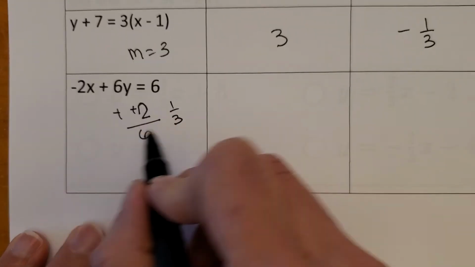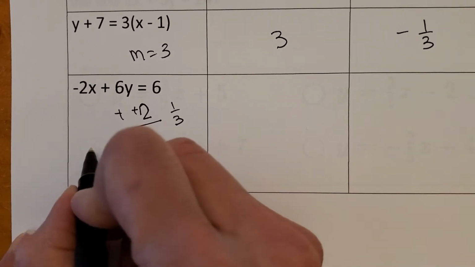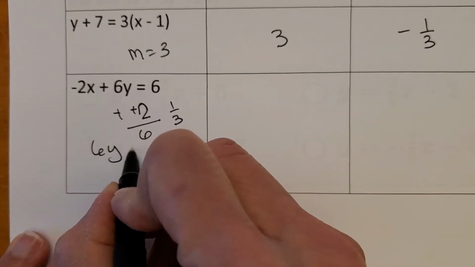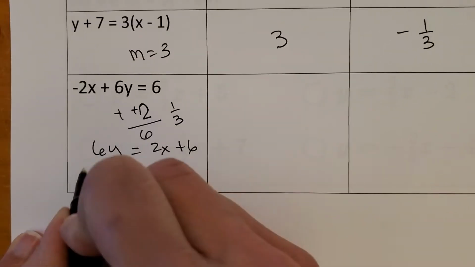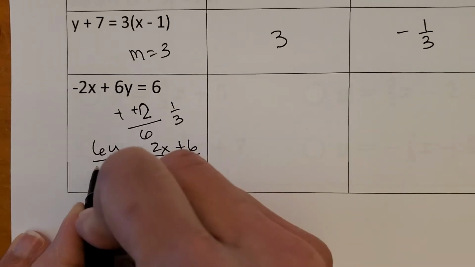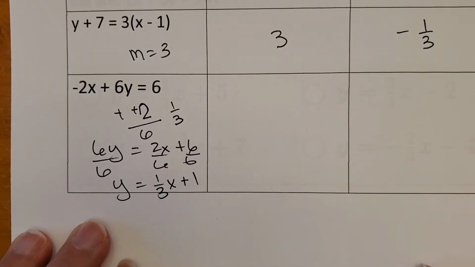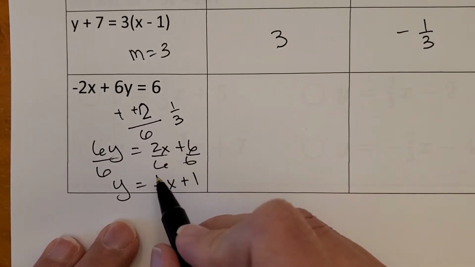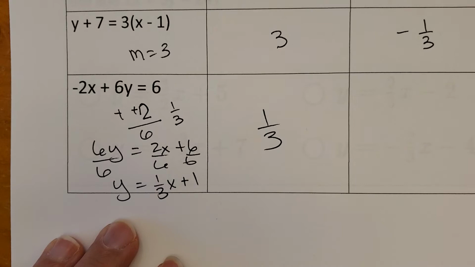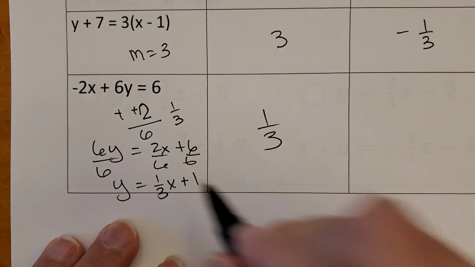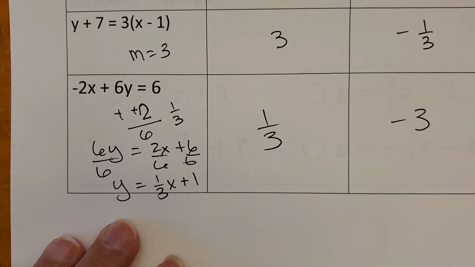If you didn't want to do that, because you didn't remember the formula, you can always add 2x to both sides and then divide by 6. And you still get 1/3 as your slope. Just depends on how you want to do it. So we know the slope of this line is 1/3, so our parallel line to it is going to have a slope of 1/3, and the line perpendicular to it is going to have a slope of -3.